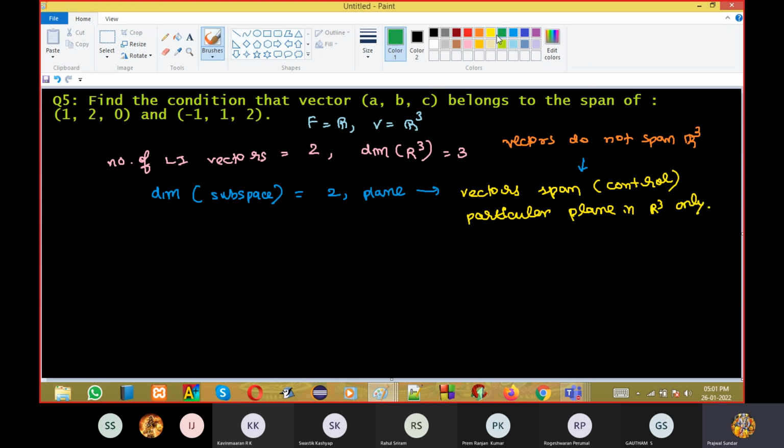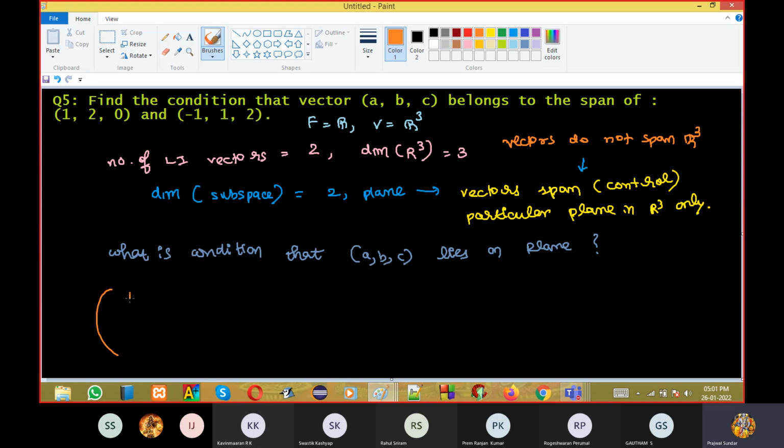My question is, suppose I am bringing a third vector. I want to ensure what is the condition that ABC lies on the plane. This is the question. Okay. This is the question. Now I will tell you how to write the answer.